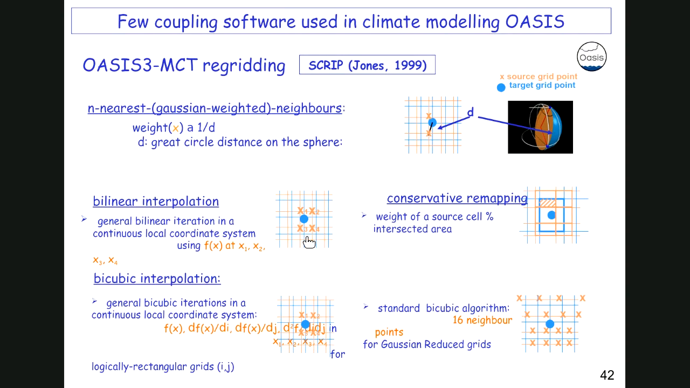You can have a bicubic or higher level interpolation where you use more points, or use the points and their gradient. You can have conservative remapping where the value of one cell is given by the percentage of the area intersected by this cell. So these are typical regridding schemes that are available in Oasis MCT and also in other couplers.